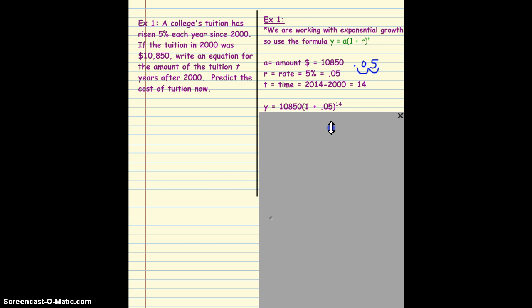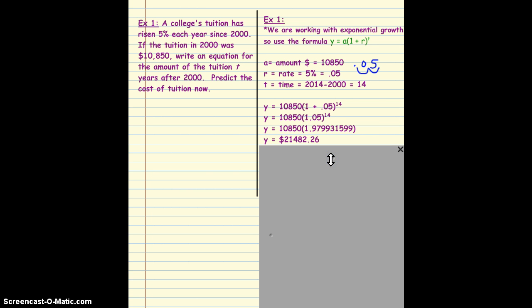All right, now we need to find the cost of tuition. So we're going to plug all these numbers in. So y equals a is our $10,850, parentheses, 1 plus our rate of 0.05 to the exponent of t, which is 14. Following order of operations, we need to add the 1 plus 0.05 to get 1.05. And then, of course, we need to do exponents. 1.05 to the 14th power is 1.979931599. You ask, do I really need to keep all these decimals? The answer is yes. Keep all those decimals and then just type it on your calculator times 10,850.